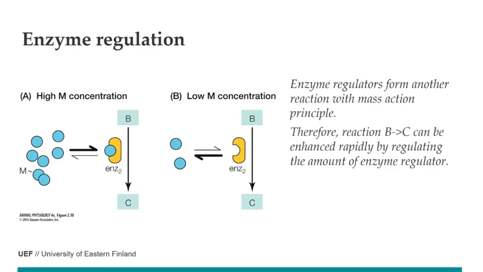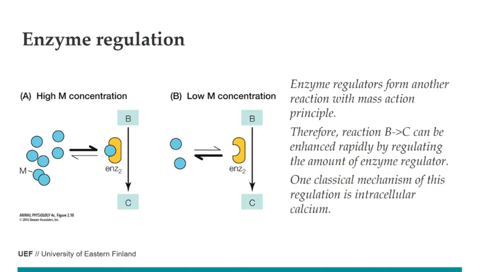But in case of low concentration of M, these enzymes are not occupied, and then this reaction from B to C is inhibited. One of the examples of this is intracellular calcium. When we are releasing calcium, either through the cell membrane or from intracellular storages, the calcium is delivered inside the cell and binds to different enzymes, activating them very fast.